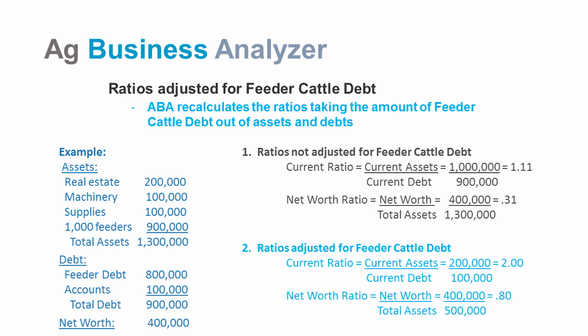If we rerun those ratios, adjusting for feeder cattle debt, those ratios improve significantly. The current ratio goes up to 2. The net worth ratio goes up to 0.8, which suggests a much stronger situation financially. And in many cases for feeder operations, this might provide a more realistic representation of the financial situation and the financial strength of the operation.